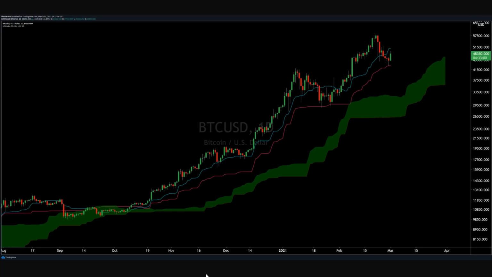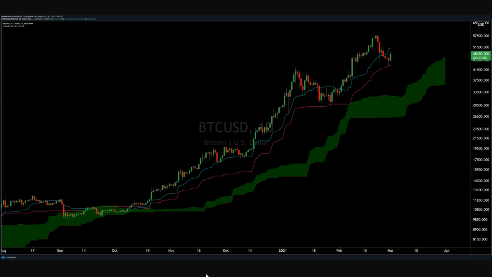One good measure for pullback potential, pullback spots, ways in which the dip can be bought is the cloud indicator using the settings 20, 60, 120, 30, which is what you're seeing here on the daily. I like this best on the daily.